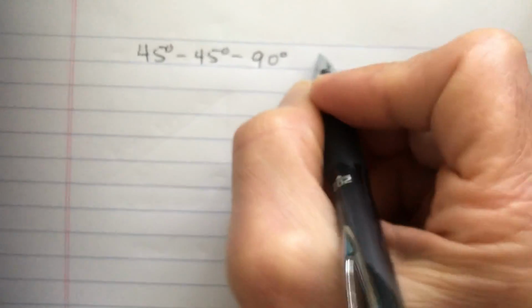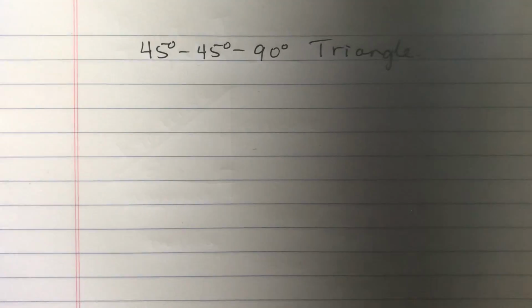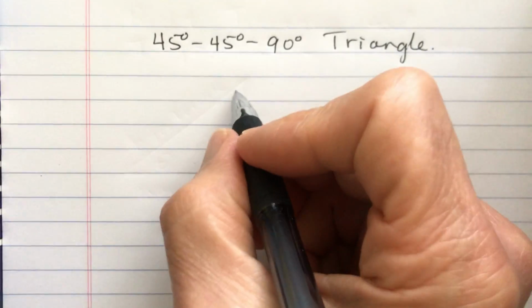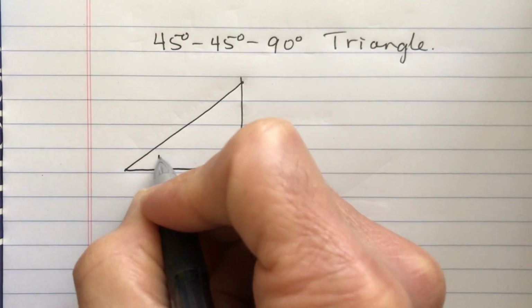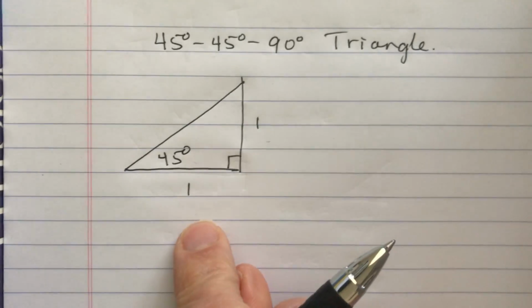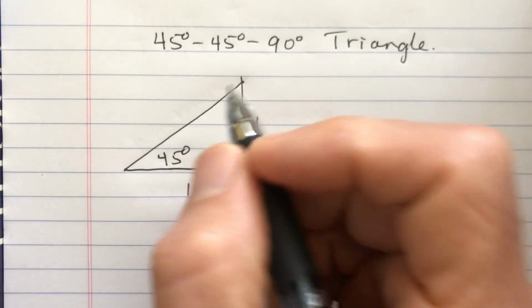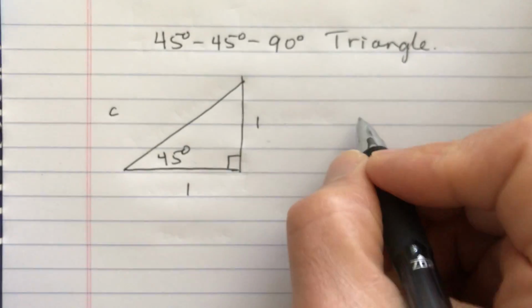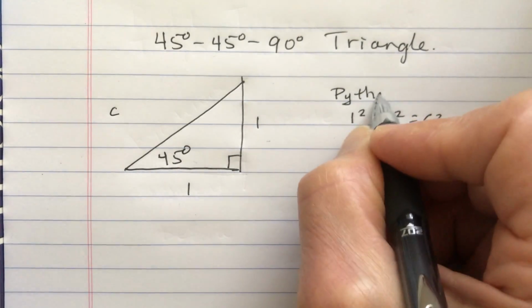Here we're going to look at a 45, 45, 90 triangle. All right, the way I'm going to start this is with the idea that here's a 45-degree angle. And the way I'm going to start this is just by assigning that these two legs have length 1. And then if I want to find the other one, the hypotenuse, I have 1 squared plus 1 squared equals c squared by the Pythagorean theorem.